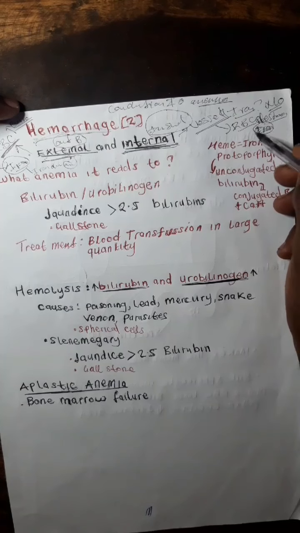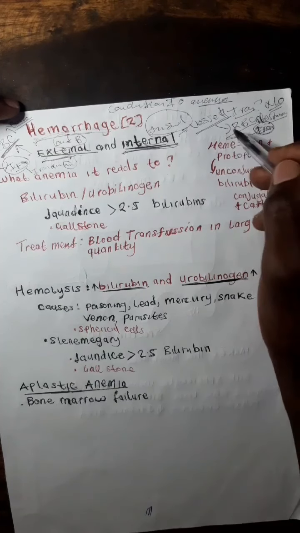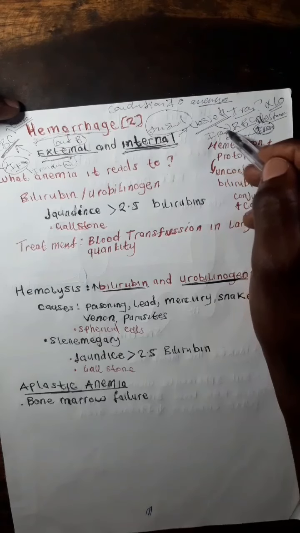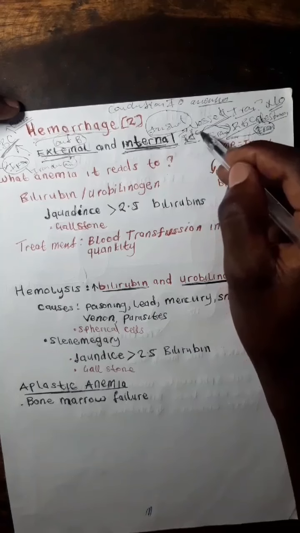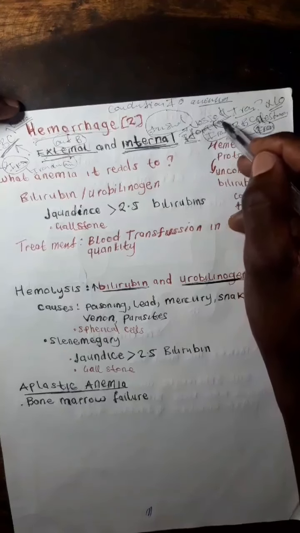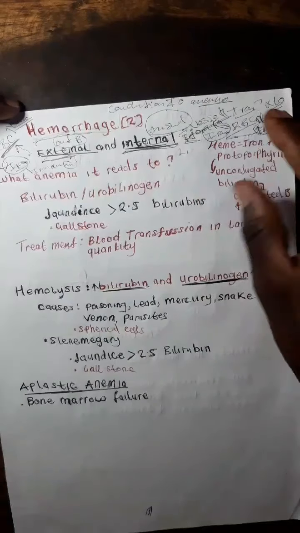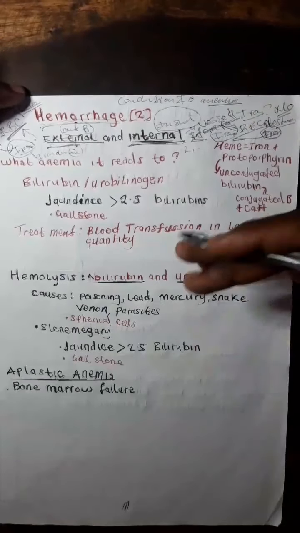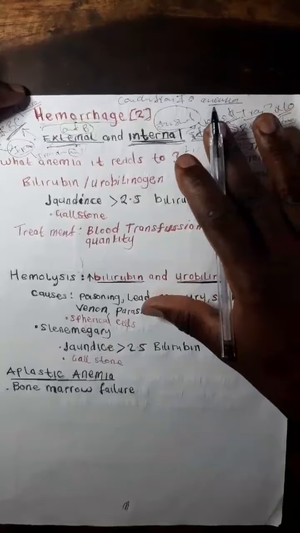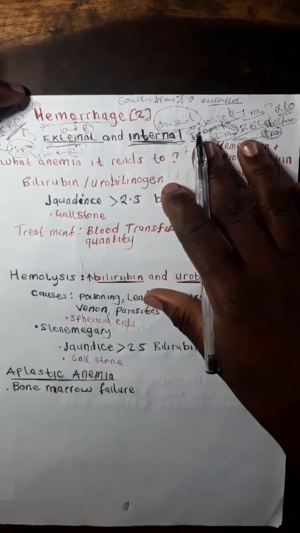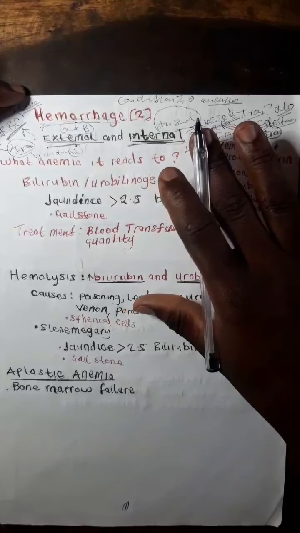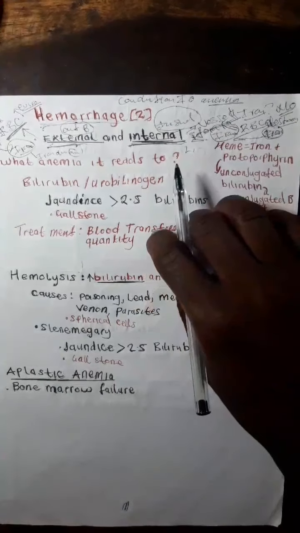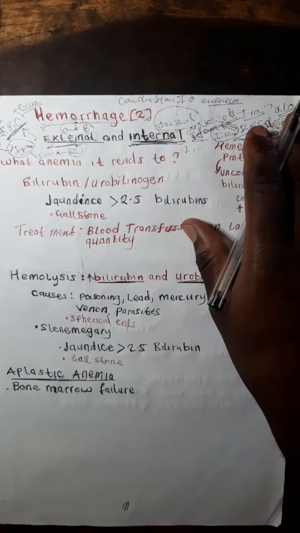Where do you think that iron can go? That iron can be recycled. It goes to the storage room, which is the liver, spleen, and bone marrow, so that it can be stored for another synthesis of red blood cells. So external hemorrhage can lead to iron deficiency anemia, while the internal can't lead to iron deficiency anemia.